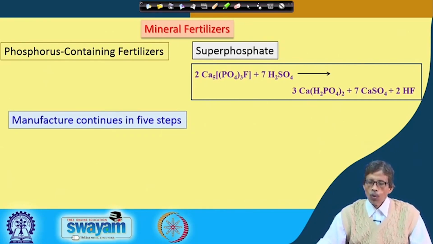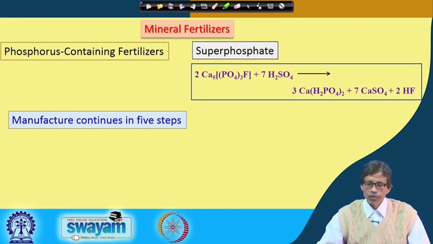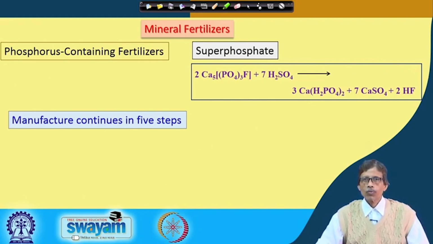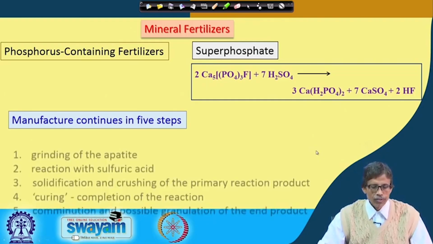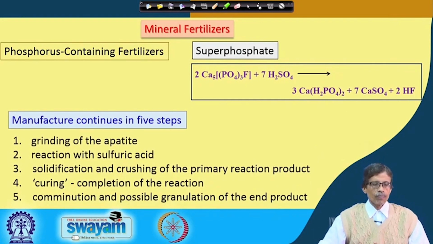So, if we remove the calcium sulfate, or the hydrofluoric acid, we only have the corresponding calcium dihydrogen phosphate. So, calcium dihydrogen phosphate can be utilized for making this, and the manufacturing process basically takes 5 different steps.